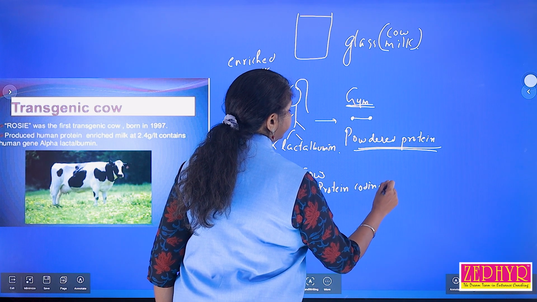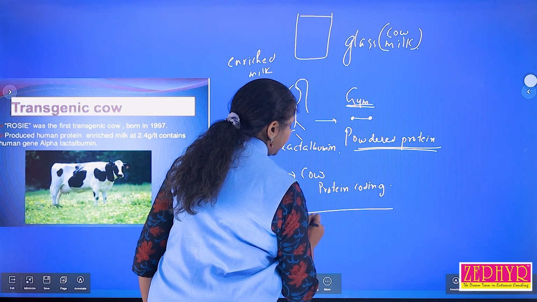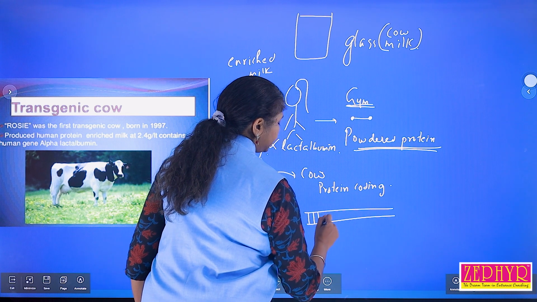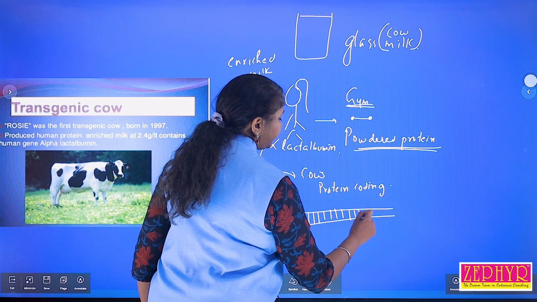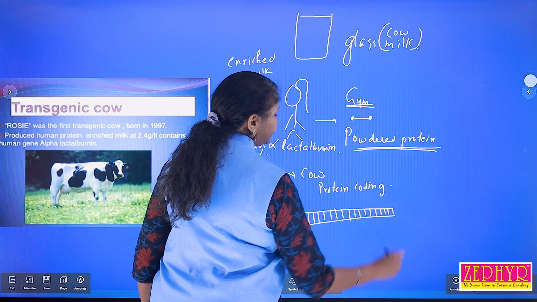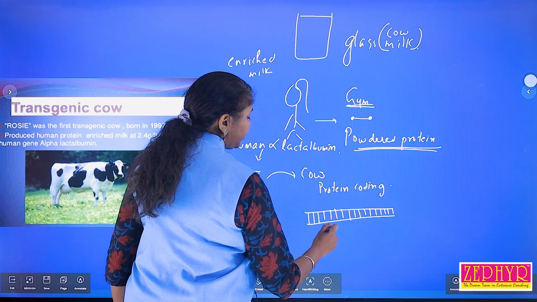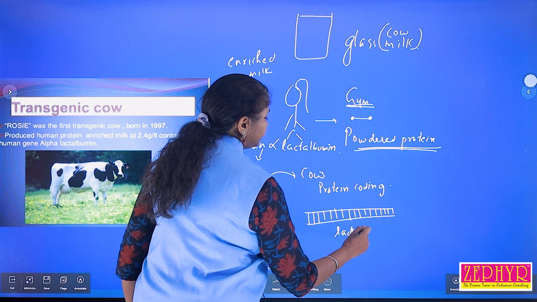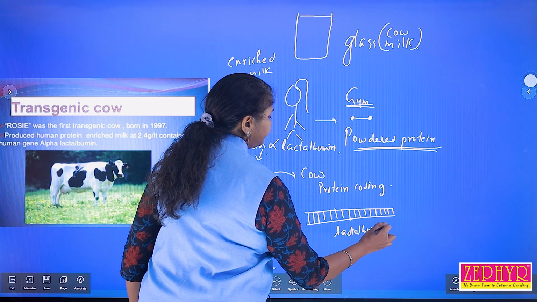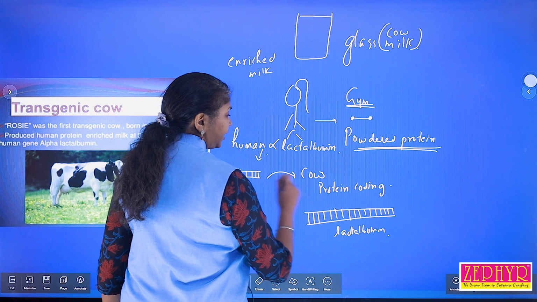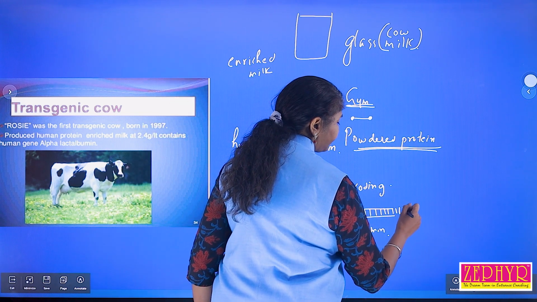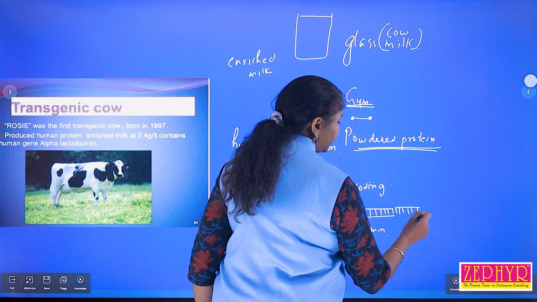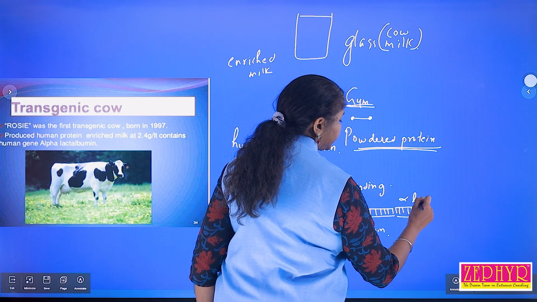Okay, so let me look into it. This is my cow's gene. Okay, it's a huge structural gene in there. This is the cow's structural gene, which will be coding for their own lactalbumin. This is not mine. Now what I do is, this is getting inserted. So let me insert that here. Now this is my alpha lactalbumin.